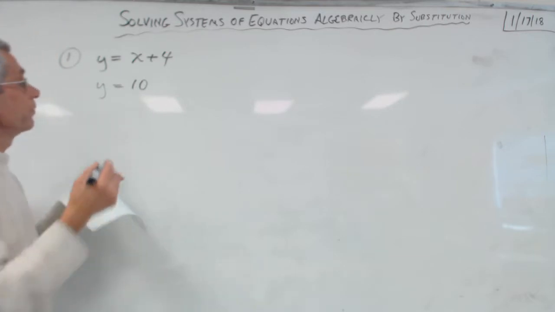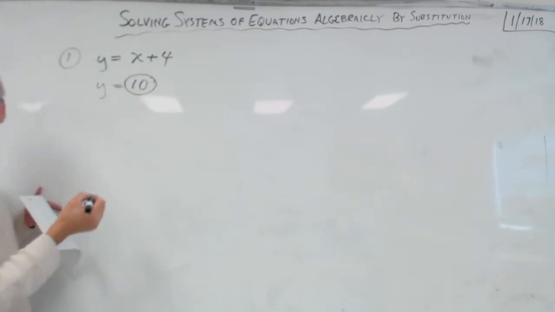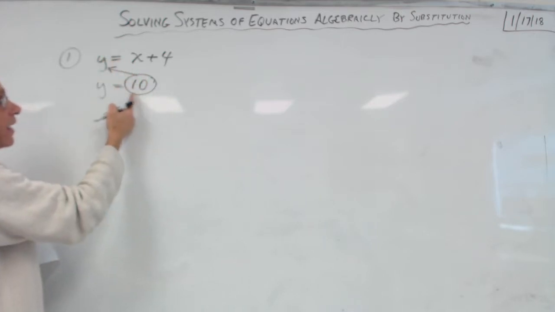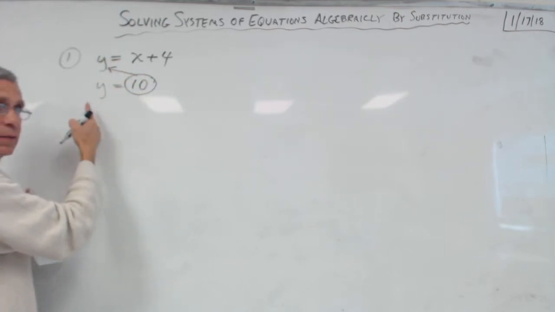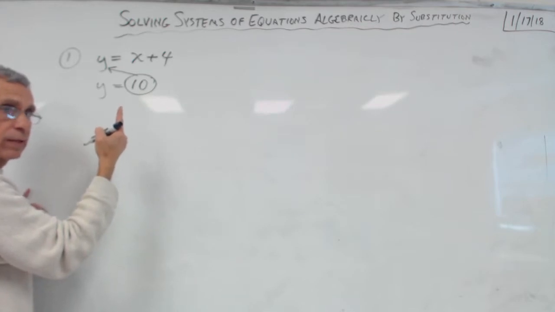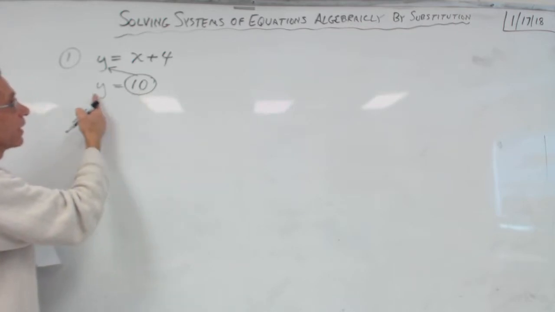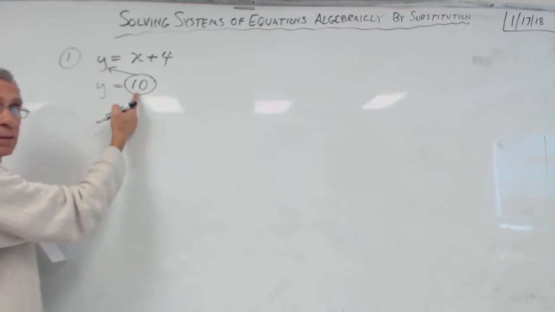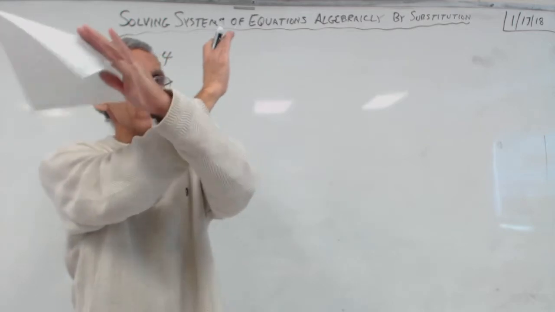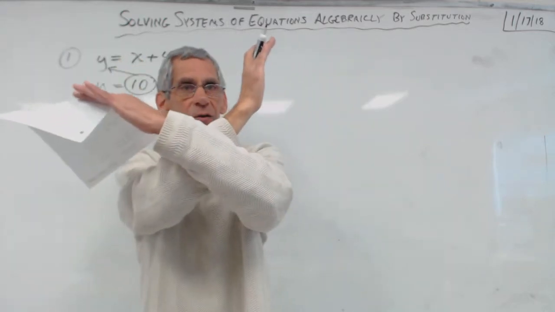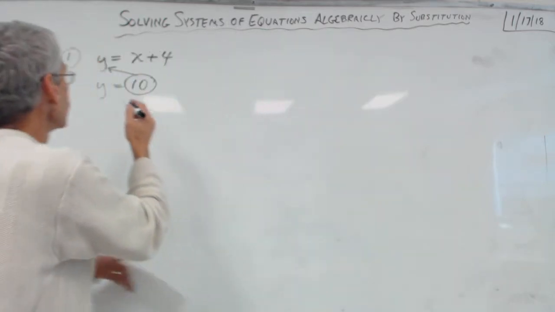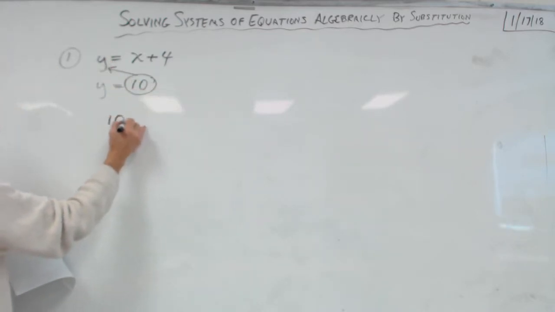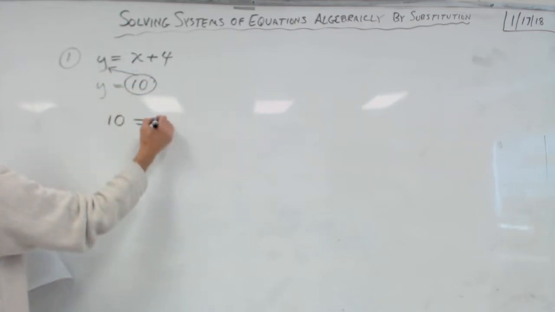I'm going to take this 10 here, and since that is the same thing as y, right? Basie, are you watching, buddy? Since 10 is the same thing as y, I'm going to replace this y with 10, because I know that the y's at this one point are identical. Does that make sense? So if I do that, I have 10 equals x plus 4.